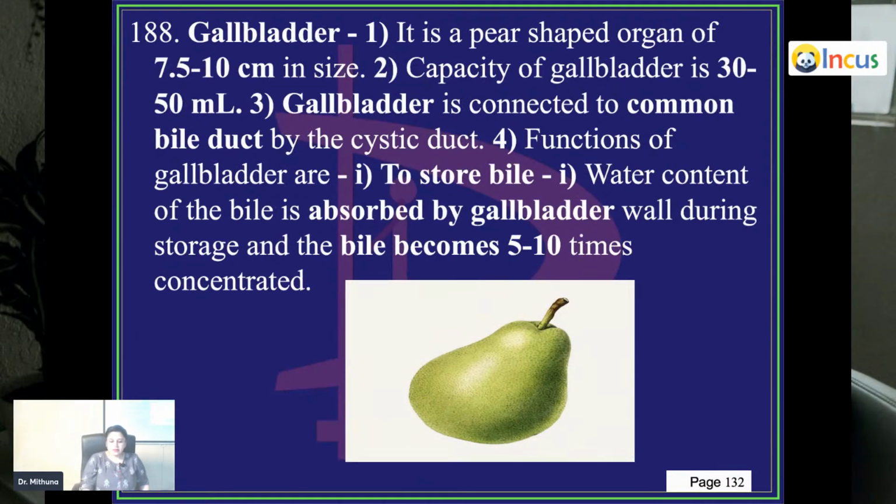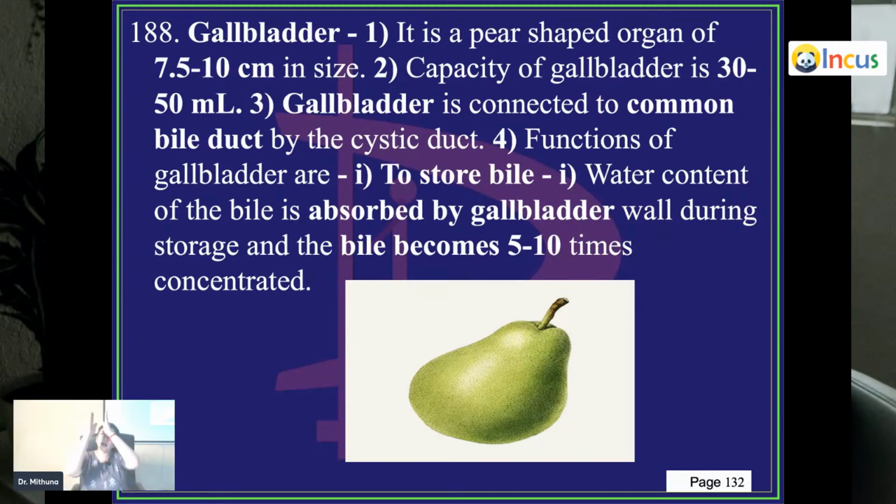This is a pear. Okay. This is how the gallbladder looks. Imagine this as a cystic duct entering into the common hepatic duct. It's a pear-shaped organ of 7.5 to 10 centimeters in size, and the capacity of the gallbladder is 30 to 50 ml. Gallbladder is connected to the common bile duct by cystic duct.